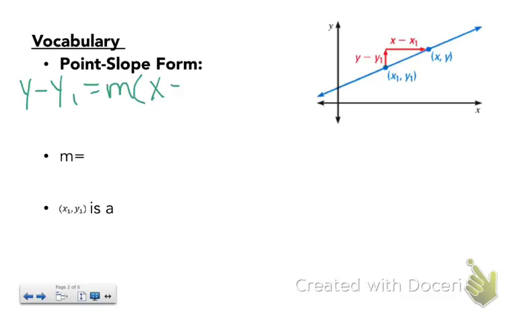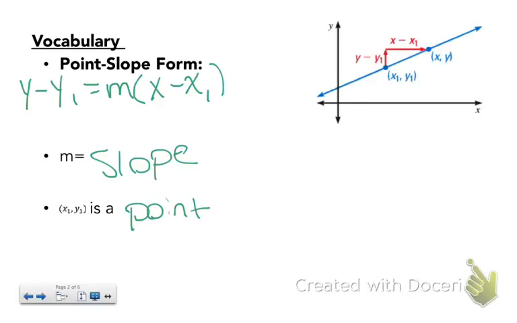times x minus x1. And in that formula, the m still stands for the slope, and x1, y1 is a point that falls on the line. Okay, so it doesn't matter which point on the line. It just has to be any point that falls on the line, and then m is still its slope.